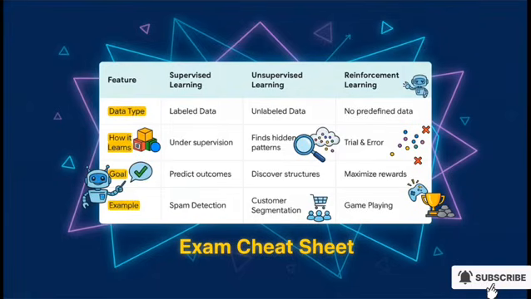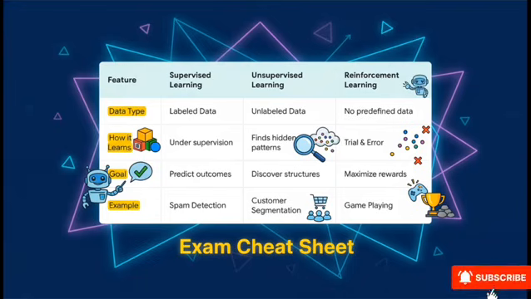Look at the data type. Supervised needs labeled data. Unsupervised works with unlabeled data, and reinforcement learns by interacting. It has no starting data set. Now, how do they learn? Supervised has a teacher. Unsupervised finds patterns on its own, and reinforcement learns by trial and error. And finally, what's the goal? Supervised is for predicting. Unsupervised is for discovering, and reinforcement is for maximizing rewards.